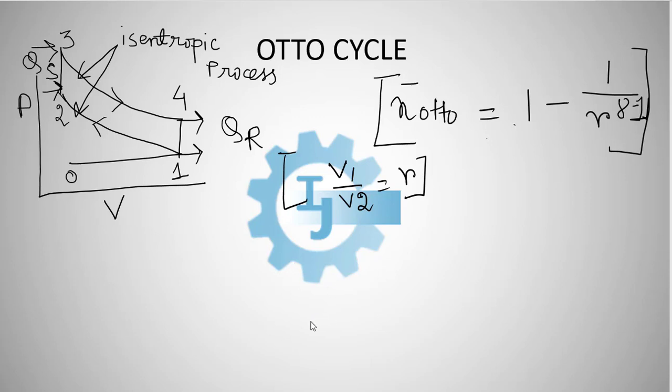So from here we can say the efficiency of Otto cycle is a function of compression ratio r and the ratio of specific heats, that is gamma. As gamma is assumed to be constant in case of any working fluid, the efficiency can be increased by increasing the compression ratio.